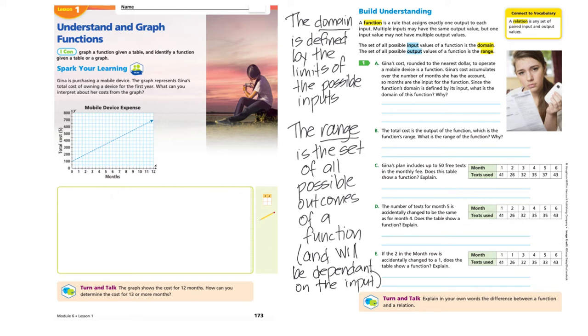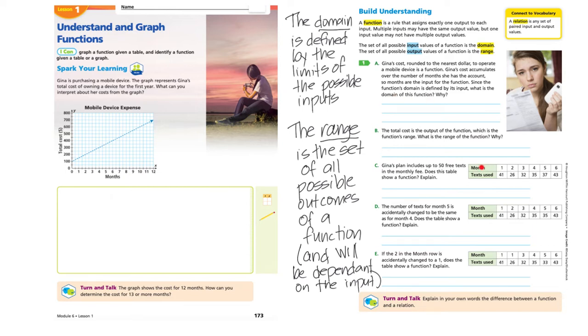So they also tell you here the set of all possible input values for a function is called the domain. The set of all possible output values of a function is called the range. And then I've written a couple things here that hopefully will help you answer questions A and B. Let's look at A. Gina's cost, rounded to the nearest dollar, to operate a mobile device is a function. So you can go back up and look at what that means exactly. Gina's cost accumulates over the number of months she has the account, so months are the input for the function. Since the function's domain is defined by its input, what is the domain of this function?